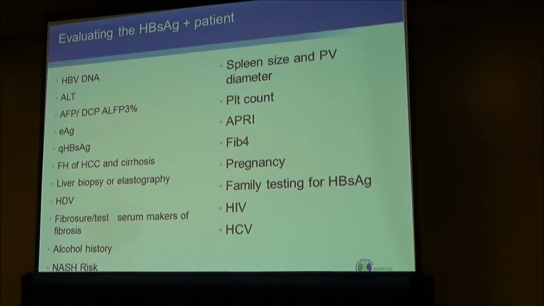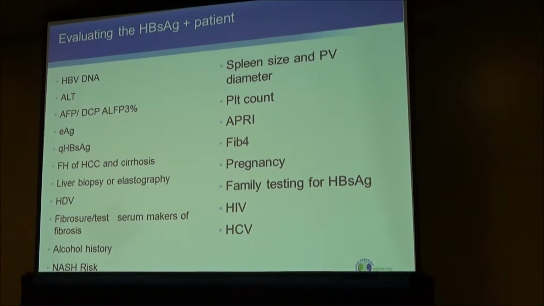APRI and FIB4, which is on the right side, are minimally invasive tests. Basically you get a blood draw, look at liver enzymes, you look at platelet count, and you can assess the severity of their liver disease. You want to know the stage of liver disease in every hepatitis B patient.